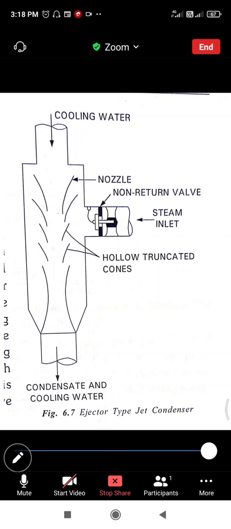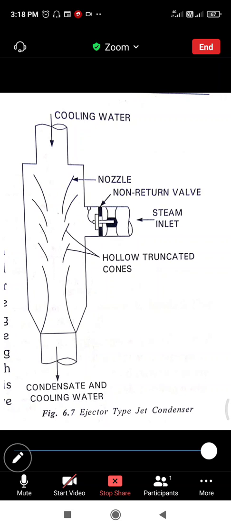In this class we have discussed steam condensers. What is a condenser? What are the functions of a steam condenser? We also discussed the elements of a condensing plant and the classification of condensers. In this classification, we discussed the jet condenser and surface condenser, their advantages and disadvantages, and we compared the jet condenser and the surface condenser.